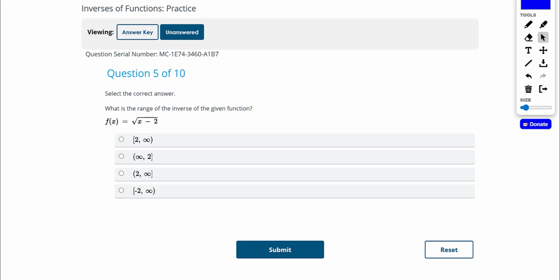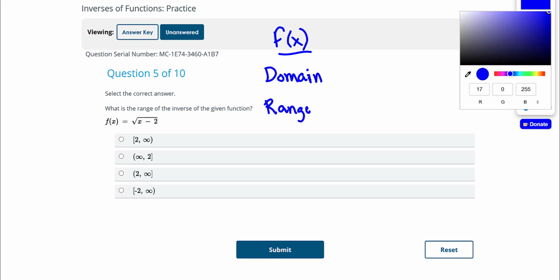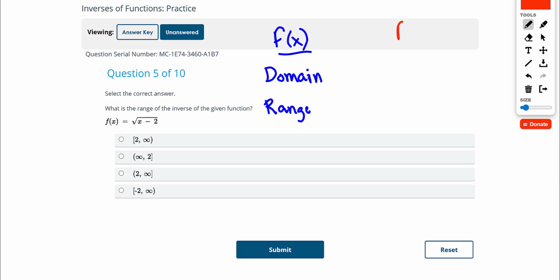Question 5, what is the range of the inverse of the given function f of x equals the square root of x minus 2? So remember, functions and their inverses, they undo one another. So let's first take the function f of x. F of x is going to have a domain, which we will find in a second, and it will have a range.